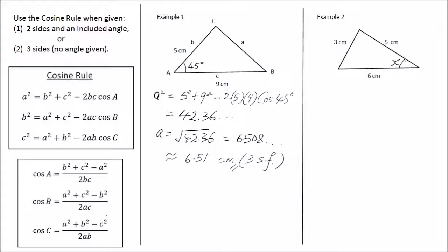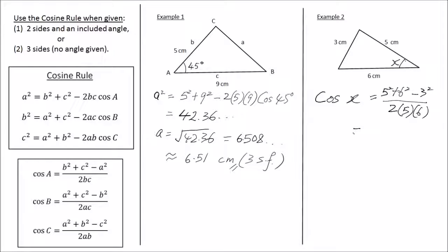So applying the formulas here, cosine x is equal to, start with the two sides on both sides of the angle that you want to find. So it's 5 square add 6 square minus the square of the side opposite the angle that you want to find, divided by 2 times 5 times 6.